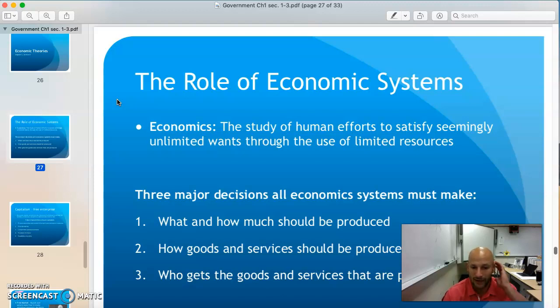Three major decisions every economic system must make, whether it's a communist system, a mixed market system, a capitalistic system, or a socialist system: what and how much should be produced, how goods and services should be produced, and who gets the goods and services that are produced. Are the people going to get it? Is the government going to get it? Is the military going to get it? Those are the three major decisions all economic systems must make. So keep that close to you at this point in time. These three will be on your exam.